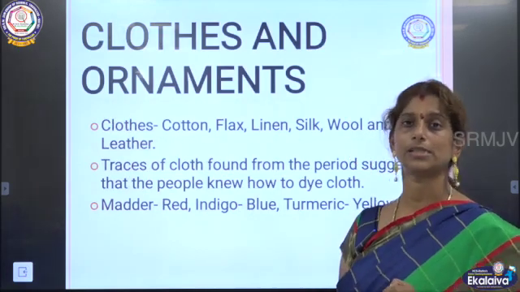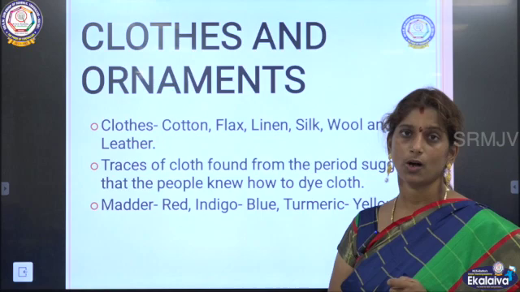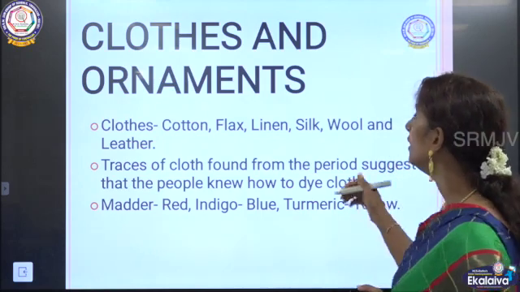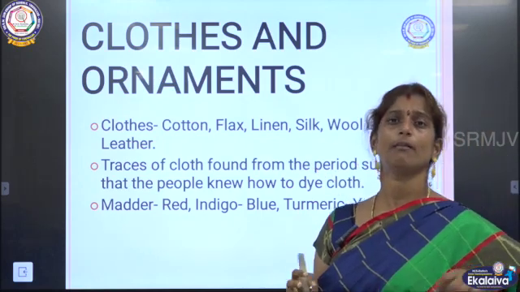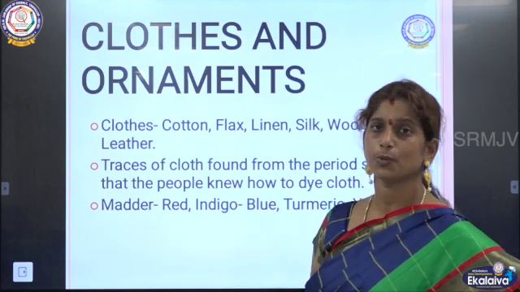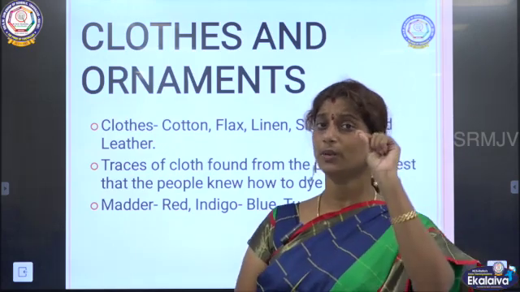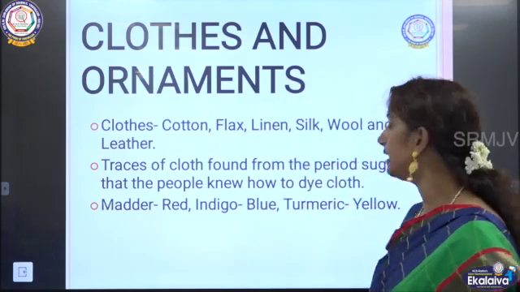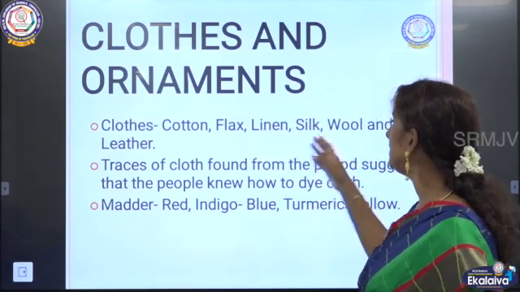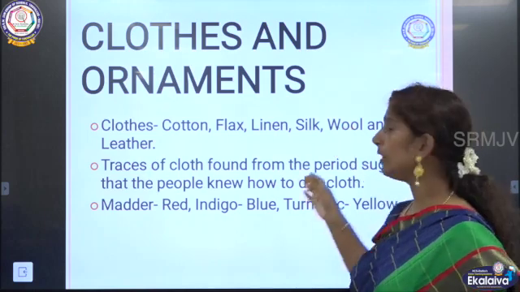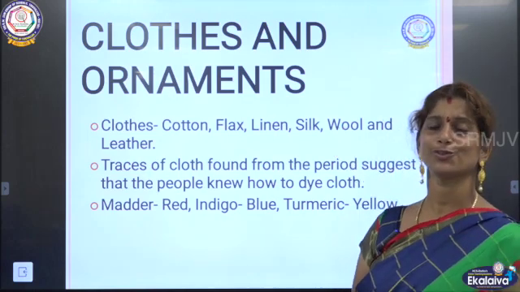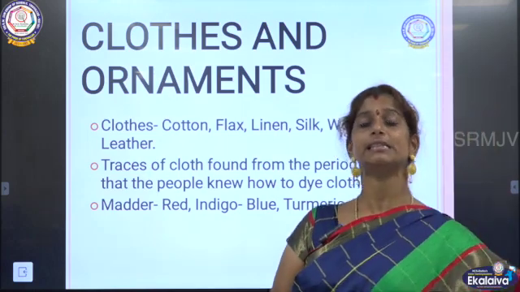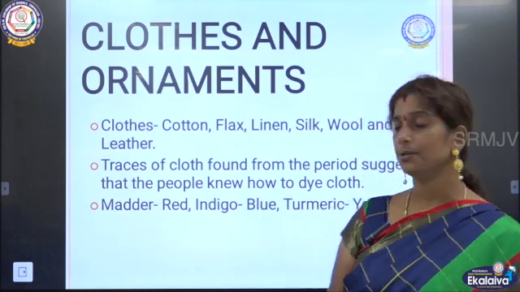Now we are going to see about cloths and ornaments. The cloths were made of cotton in the New Stone Age itself, and we have also seen that with the flax seeds the cloths were made. The same continued here: cotton, flax, linen, silk, wool and leather cloths were also used. So this was the next level of evolution, right.